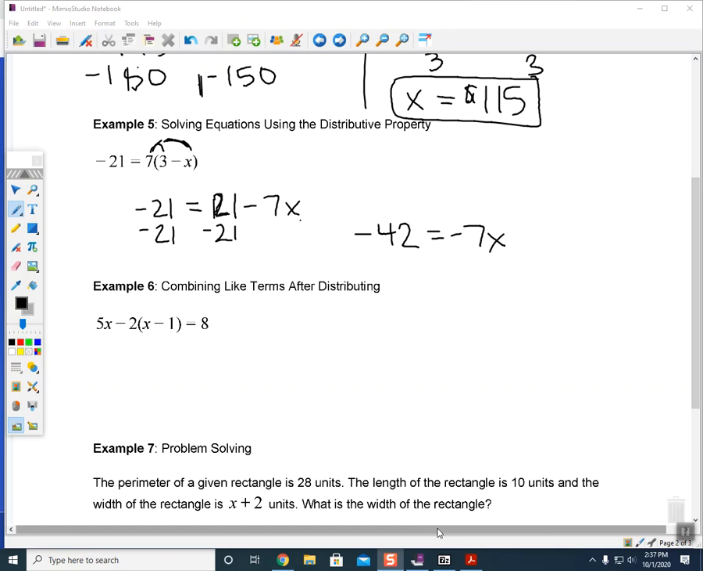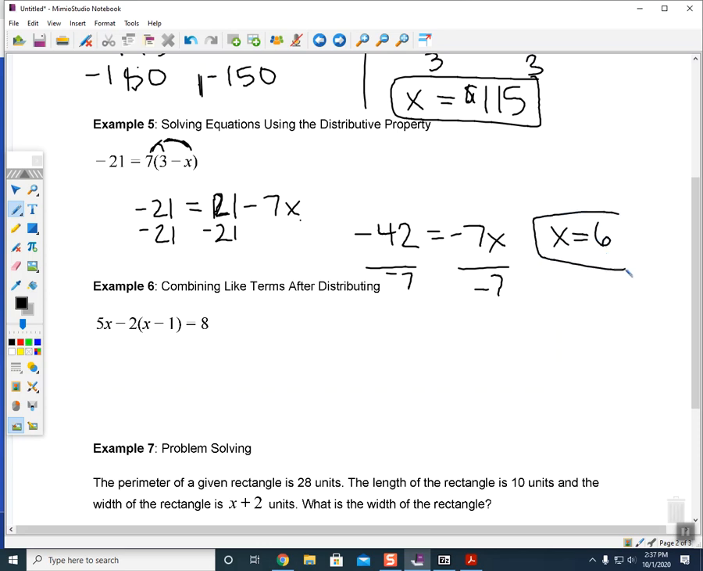Okay, now that I've gotten to this part, I'm going to take my negative 7 and divide both sides by negative 7. That's going to leave me with x equals a positive 6.